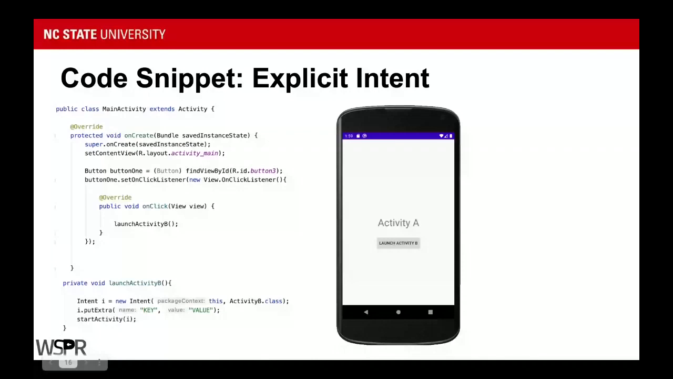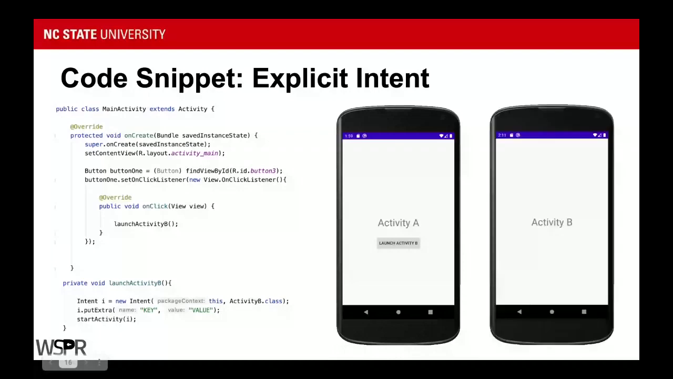So I create an intent object. I explicitly pass the class name here, which is activity B, and then I call the start activity method. This will bring activity B onto the foreground of my screen. Now note that you can pass additional parameters from one activity to another activity. In that case, we can use put extra and pass a key value pair.